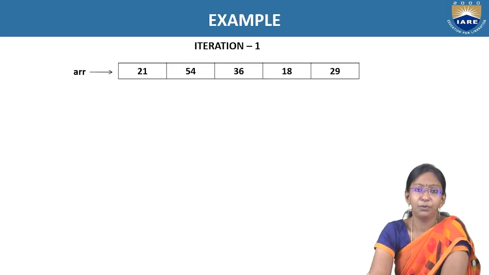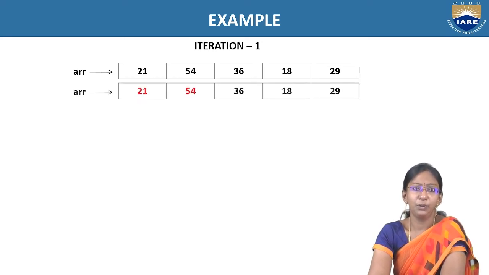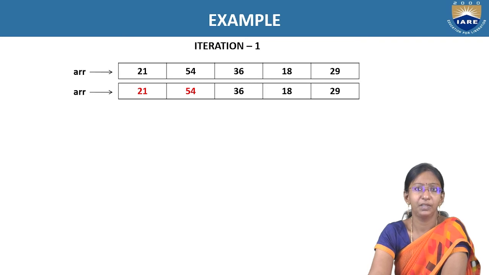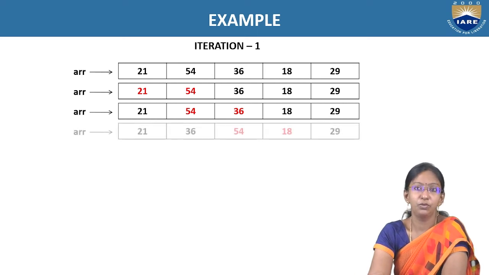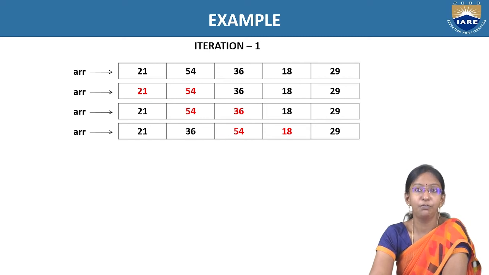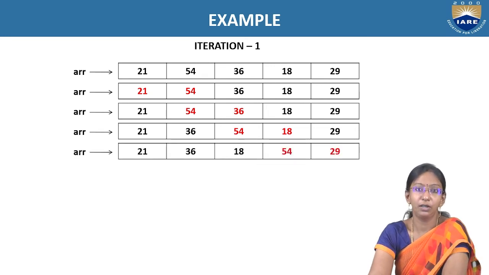Let us take an example of a small list of 5 elements. Compare 21 and 54 first of all. They are in order because 21 is less than 54. Now compare 54 and 36. They are not in order. 54 is greater, so swap them. Once you swap, 54 will be at the third position. Now compare 54 and 18. These two are not in order either. Swap 54 and 18. Now compare 54 and 29. These two are not in order either. Swap.